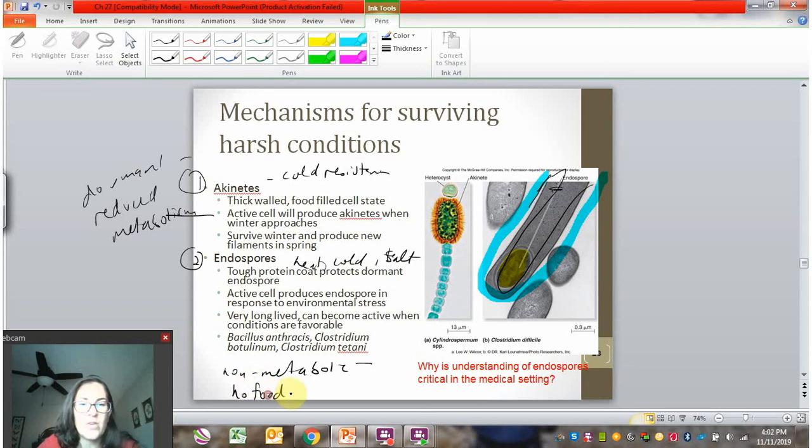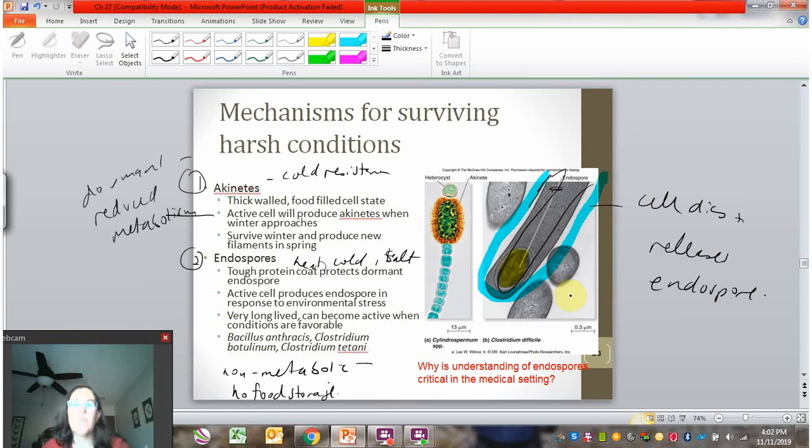It's just not going to carry out any metabolism. So what's going to happen is this cell is going to die, and it releases the endospore. And then that endospore just kind of hangs around in the environment. It can hang around for a really, really long time, like hundreds of years, because it's not metabolic and because it's resistant to all of these different extreme conditions.